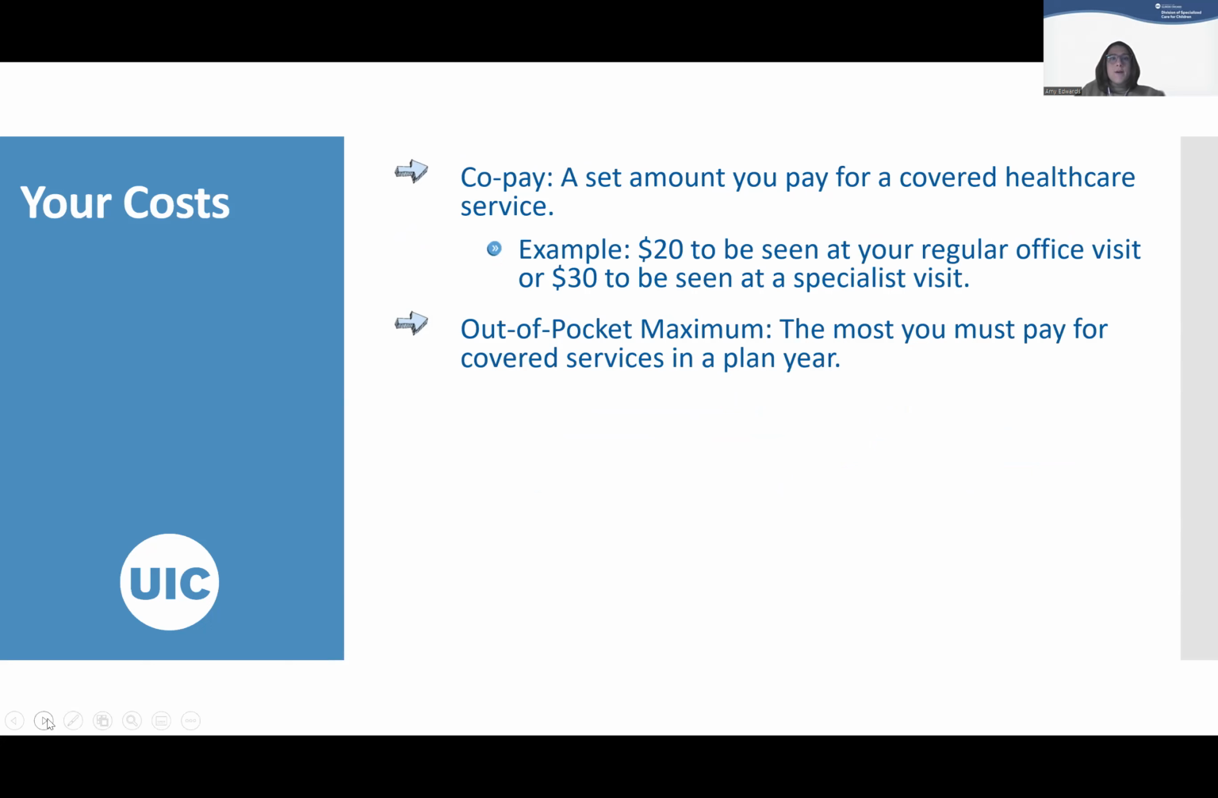All right, so a copay is something that you probably know about. It's a set amount that you pay for a healthcare service. So this is similar to coinsurance, but a copay is set and it will not change by service. So if you have a $20 copay to go see your primary doctor in the office for a checkup, you're going to pay that $20 every time you go see that doctor.